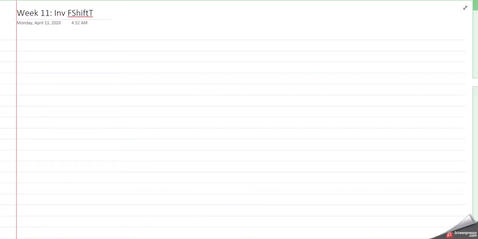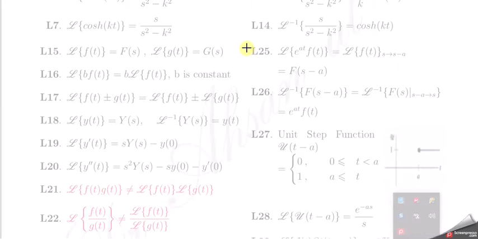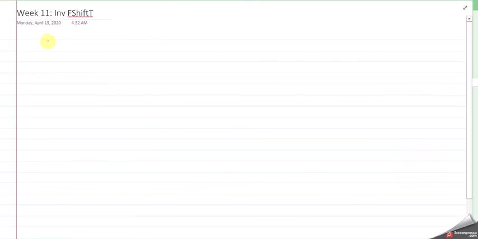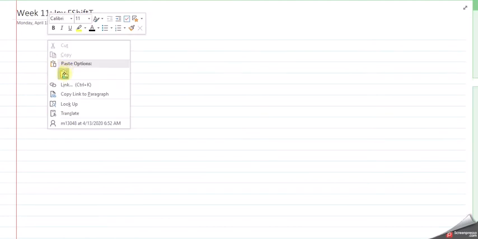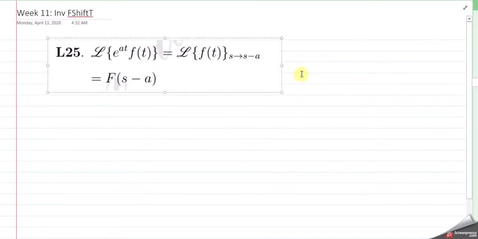Right, in the last lecture, we used this formula to find Laplace transform. This one right here, L25. This formula helps us to find Laplace transform of two multiplied functions when there is e power at and f of t. So for example, I'll give one more example.